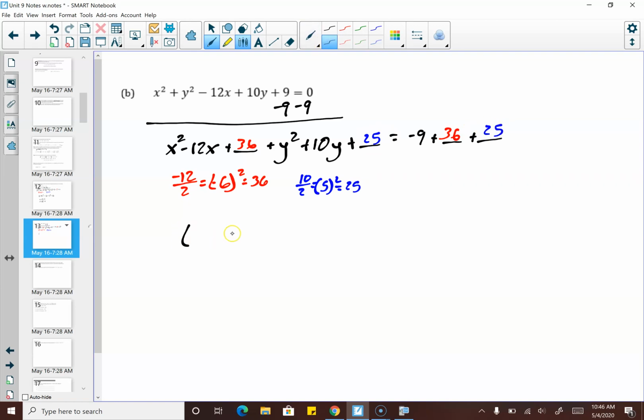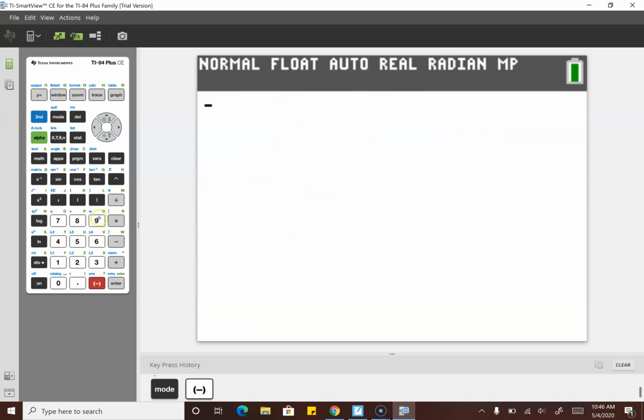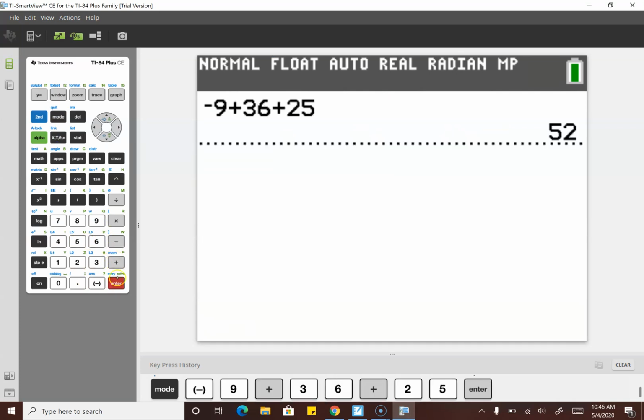So again, I can jump right to my one parenthesis squared. Because I did this and showed, I know I'm going to be x minus 6 squared plus, because I showed here I got a positive 5, I'm going to be y plus 5 squared equals, now I'm going to use my calculator for this last part to make sure I don't screw anything up. So negative 9 plus 36 plus 25 gives me 52.